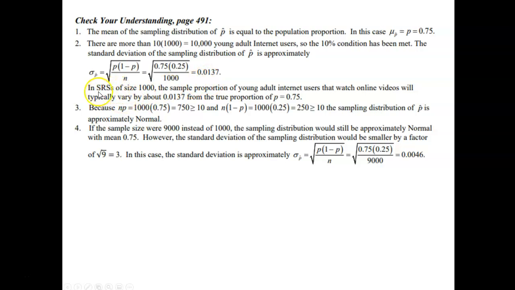So this is where that little template comes into play. In simple random samples of size 1,000, the sample proportion of young adult internet users that watch online videos will typically vary by about that number from the true proportion of there. So remember the pieces that are unique to this problem: size 1,000, and then young adult internet users that watch online videos. There's the context. There's your standard deviation, and then here's the true proportion. I feel a poster in our future, huh?